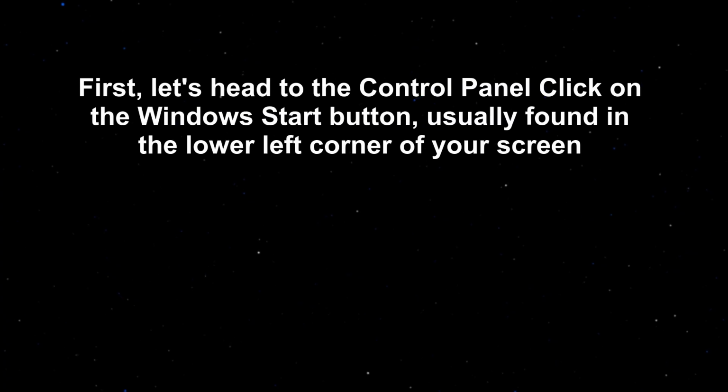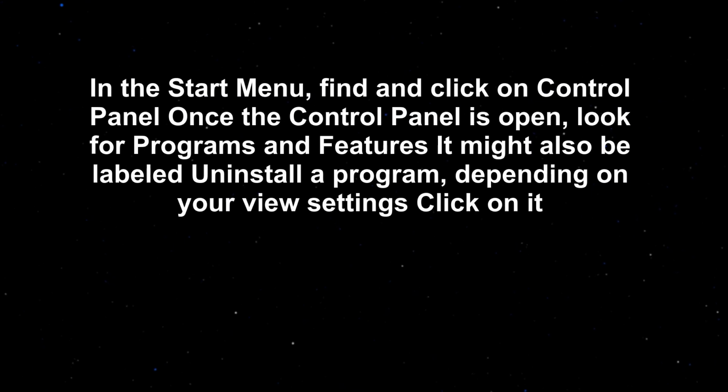Click on the Windows Start button, usually found in the lower left corner of your screen. In the Start menu, find and click on Control Panel. Once the Control Panel is open, look for Programs and Features. Might also be labeled Uninstall a program, depending on your view settings.